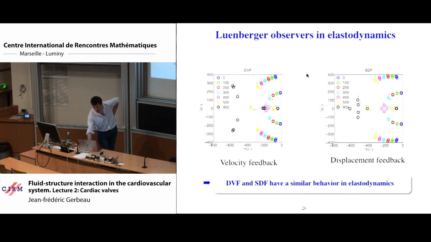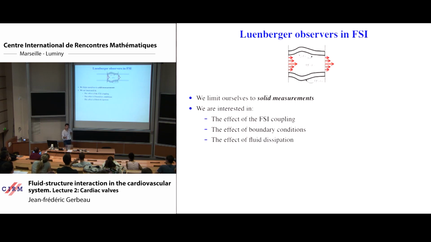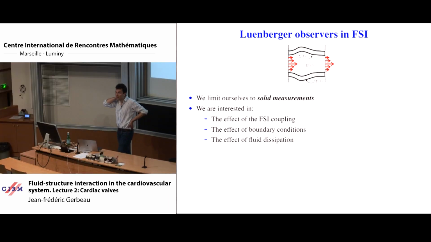And so if you do that, you can obtain the same sort of result for the displacement measurement as for the velocity measurement because of this trick, because this was done in a clever way in elastodynamics. And now I want to see what happens in fluid structure. Again, I will limit myself to measurement on the solid only. I will assume that I do not have measurement on the fluid, and I'm interested in the effects of the fluid structure coupling. There are two other important questions, which are the effect of boundary conditions and dissipation in the fluid. I will not address them given the time today, but I will emphasize what happens with the FSI coupling.